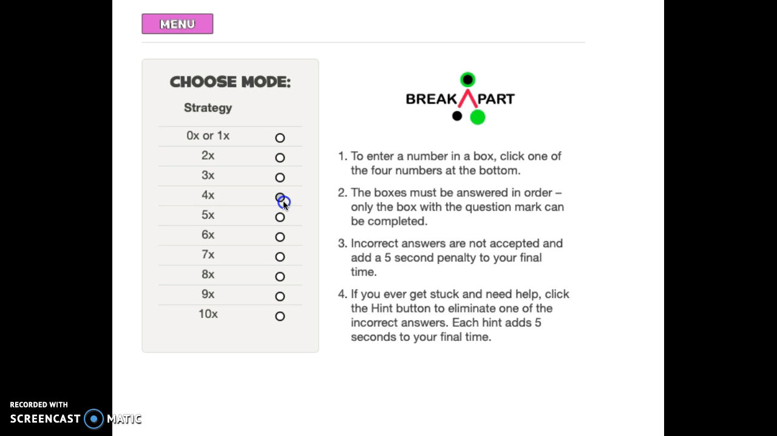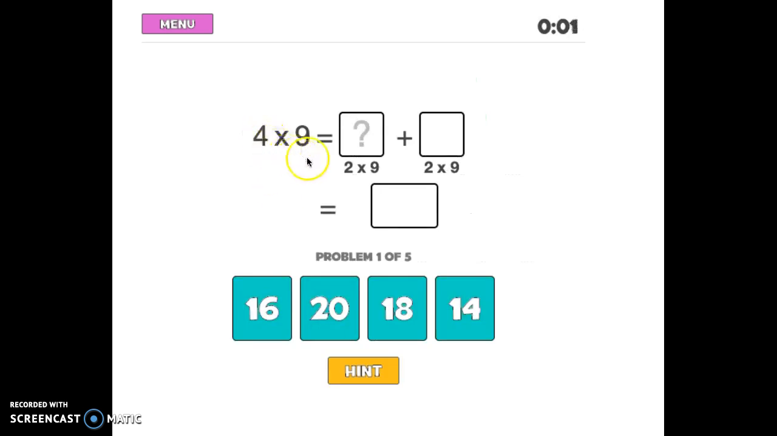because I like to look at it as timesing 2 or adding 2 twice, and so that's just what we do here. You can see 4 times 9 is the same as 2 times 9 plus 2 times 9. So 2 times 9 is 18. And then what is 18 plus 18?